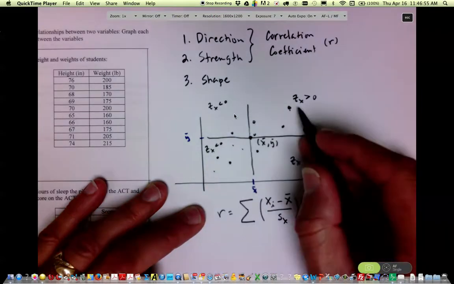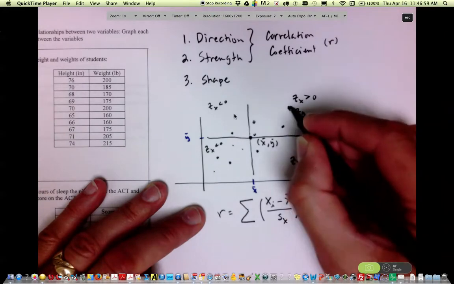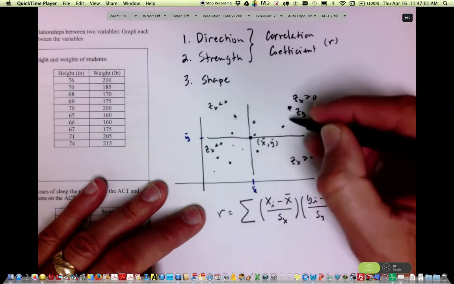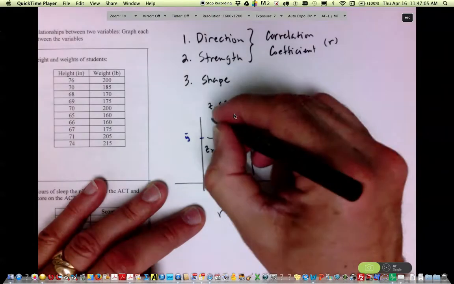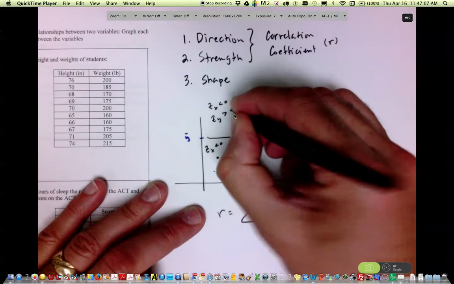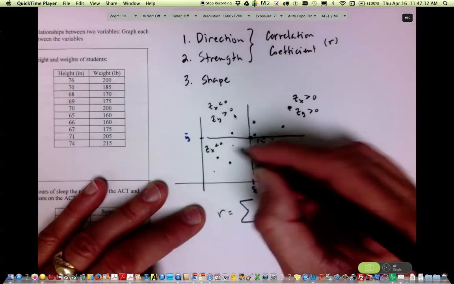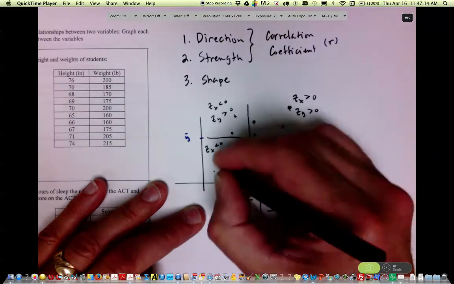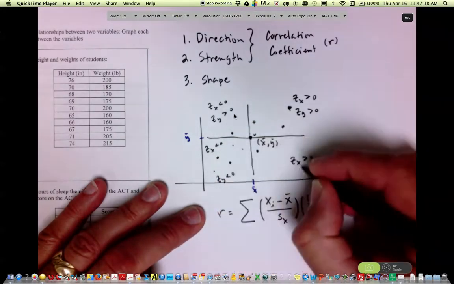Then if you look at the z-scores for y, if I calculate a z-score for this point, it's above the average y, so it's going to have a positive z-score. And the z-scores for y's over here are also going to be positive, since this point is above the y bar. And then all these points that are down below that horizontal line are going to have z-scores for y that are negative.